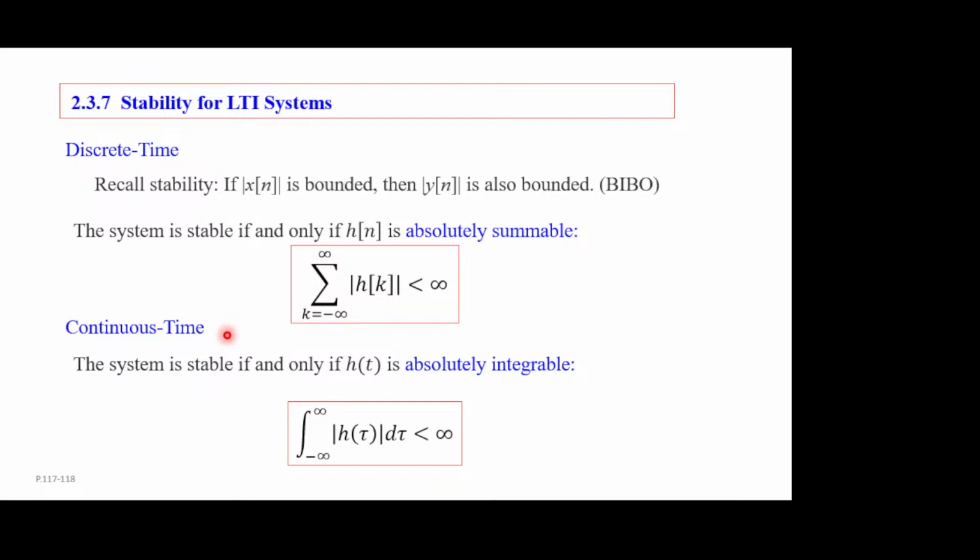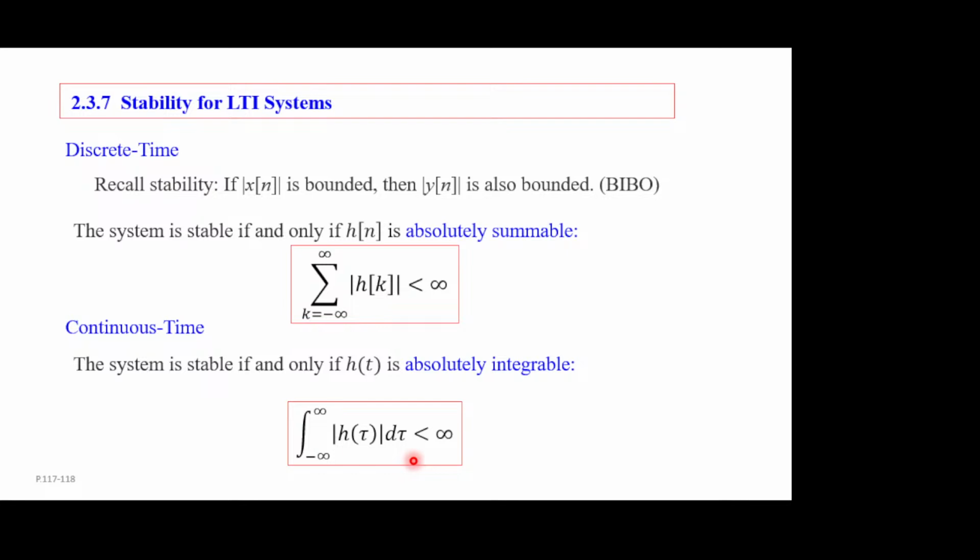We can also look at a bit of intuition. Remember h is the impulse response. The intuition is that if you hit your system with an impulse and the response is finite, then your system is stable. Similarly for continuous time, the system is stable if and only if h of t is absolutely integrable. It means you take its absolute value and integrate over all time, and that gives you a finite value.